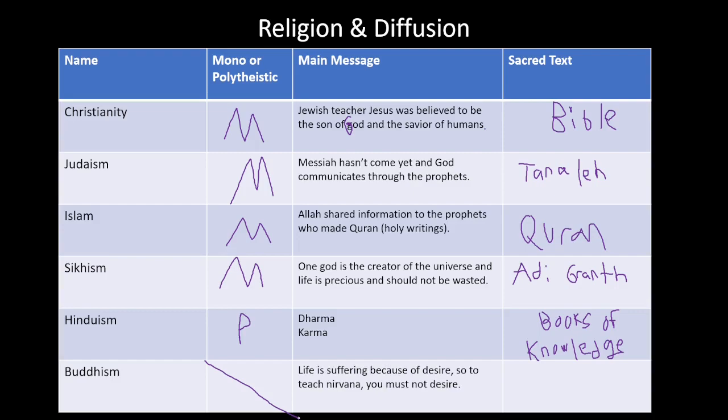And they believe that life is suffering because of desire, so just the need to want things. So they teach, sorry, to reach nirvana, you must not desire. You must realize that life's suffering, and to reach nirvana, you need to end desire and follow the Eightfold Path, and all of that.